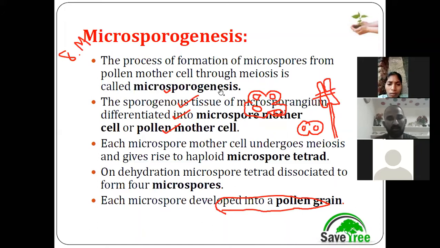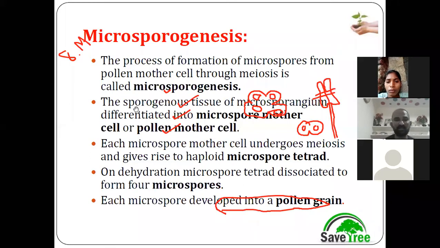Okay, the section of the anther wall shows the four walls: epidermis, endothelium, middle layers, and tapetum layers. Beneath the tapetum layer there is a group of tissue called the sporogenous tissue. This sporogenous tissue mainly consists of microspore mother cells. These microspore mother cells divide by meiosis and finally produce the pollen grains or microspore tetrad, which is also called the pollen tetrad.